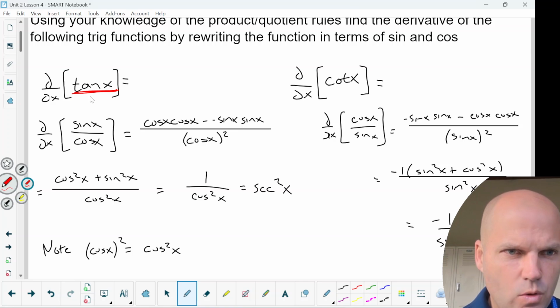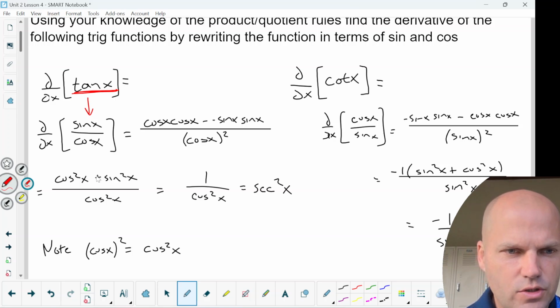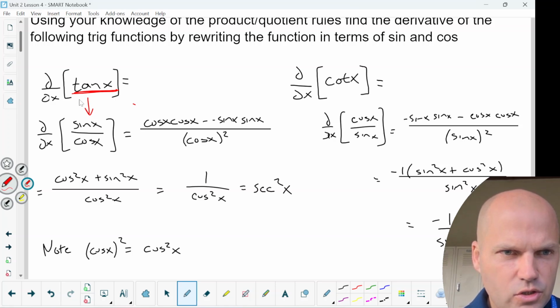Well, now that we have the quotient rule, we can actually turn tangent into sine over cosine, and we can use the quotient rule on sine over cosine. Slopes of the top times the bottom minus the slopes of the bottom times the top, all over the bottom squared. And we see that the top becomes cosine squared plus sine squared. The bottom's cosine squared. And if we remember the Pythagorean theorem identity in the unit circle, that cosine squared plus sine squared equals 1, we get that the slopes of tangent are 1 over cosine squared.